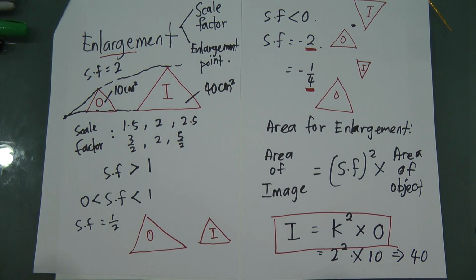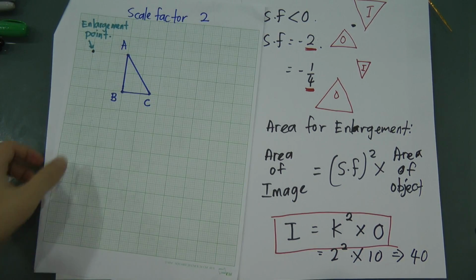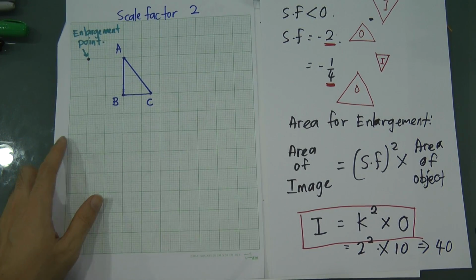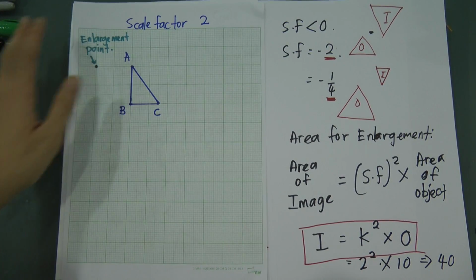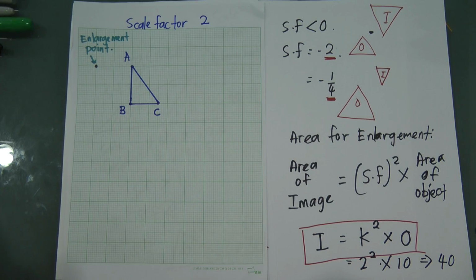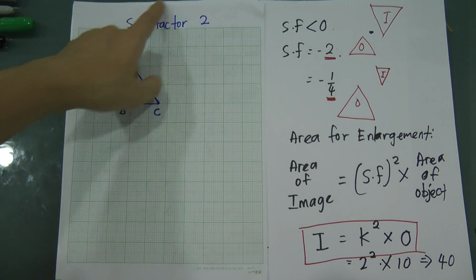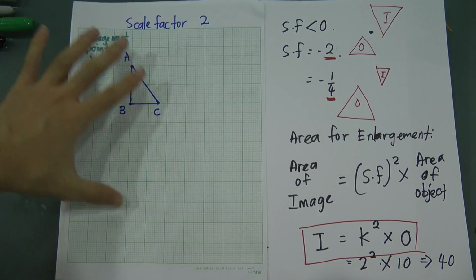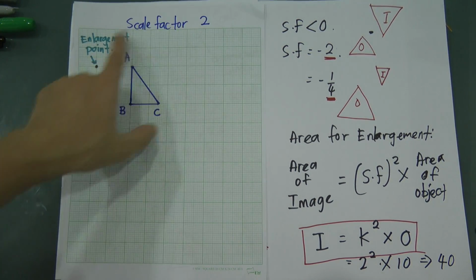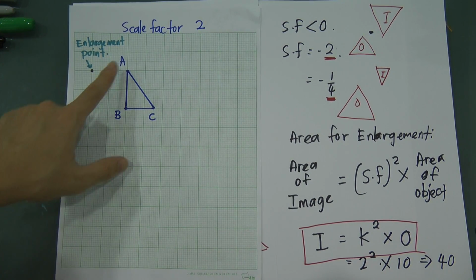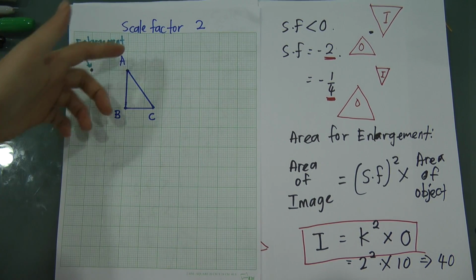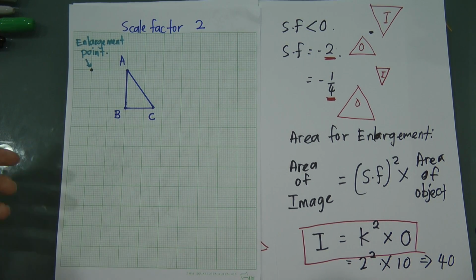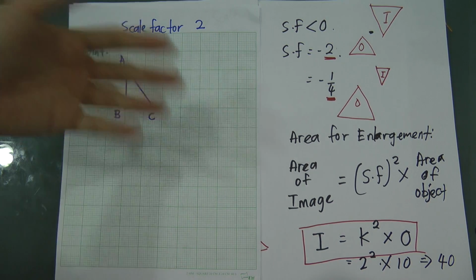Then, I have given you basic information about enlargement, so let's see how to do enlargement. I have a graph here, and I hope you can see my sketch. This is information I prepared myself. The scale factor is 2, the enlargement point is over here, and this is object ABC. I want to find the image of ABC after the transformation of enlargement. After enlargement, where is my image?